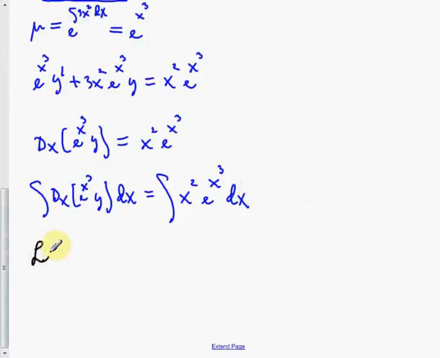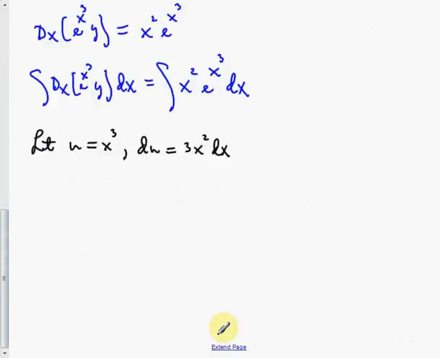Let u equal this x cubed. The du is 3x squared dx. And so the x squared dx is the 1/3 du. So this implies that 1/3 du is the x squared dx.